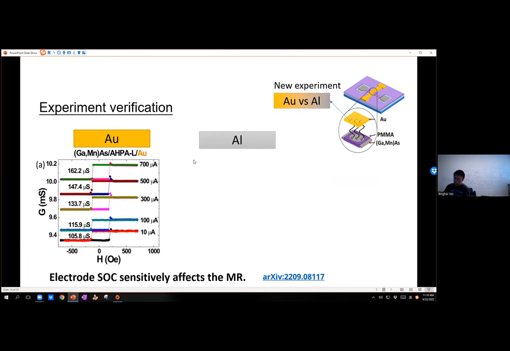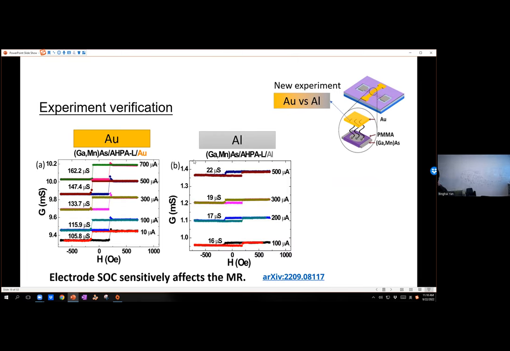After changing the same device to the aluminum electrode with much less spin-orbit coupling, you see this conductance change is reduced by 10 times. This is a strong suppression of the spin selectivity. And it's a way to directly verify our theory. You can find more details in this preprint. And okay, this is about transport.